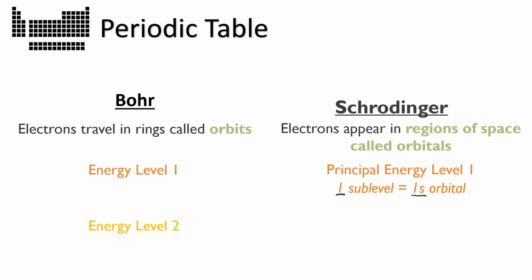Bohr would say after energy level 1, there's a second bigger ring called energy level 2. Schrödinger says yes, we're just going to call that principal energy level 2 because within that principal energy level, there's actually two different sublevels called the 2s and the 2p orbitals. Notice the pluralization on 2p orbitals. There's actually multiples of those. So in this new Schrödinger model, you'll see that there's still energy levels. They're just a lot more complex, composed of different sublevels within them.